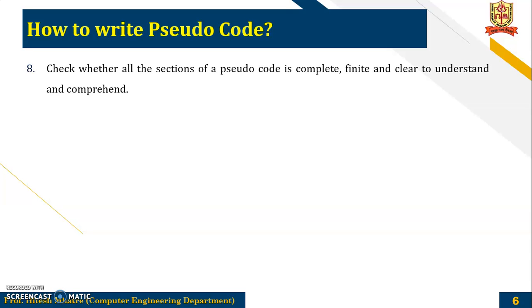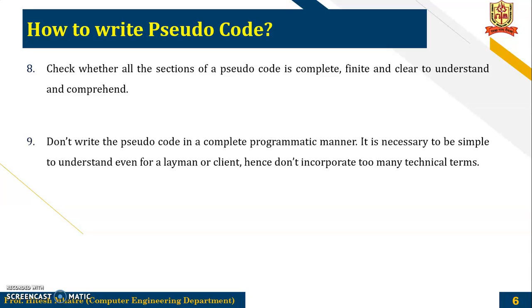Then check whether all the sections of the pseudocode are complete, finite, and clear to understand and comprehend. Once you complete your pseudocode, make sure that all the statements are finite, clear, and complete. It should not go into an infinite loop. It should end after certain conditions. You should check all the options. Do not write the pseudocode in a completely programmatic manner.